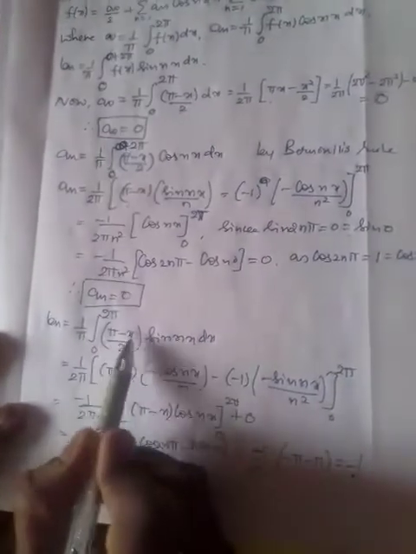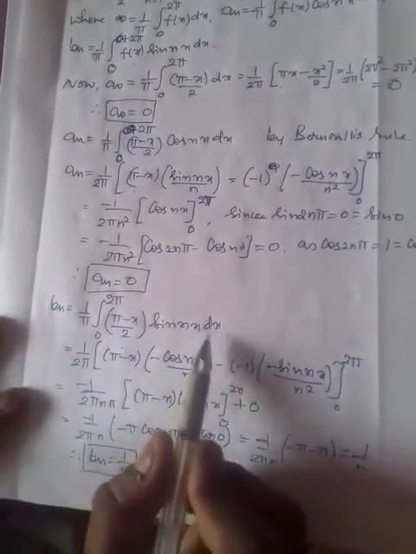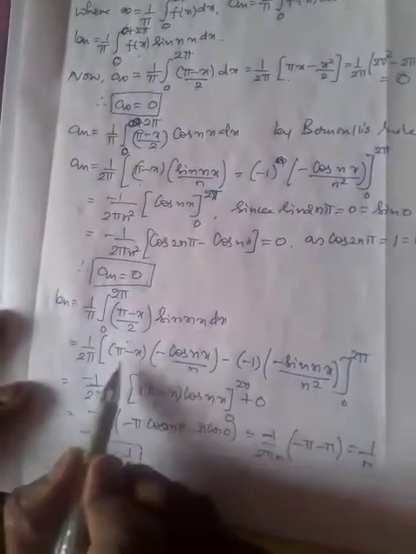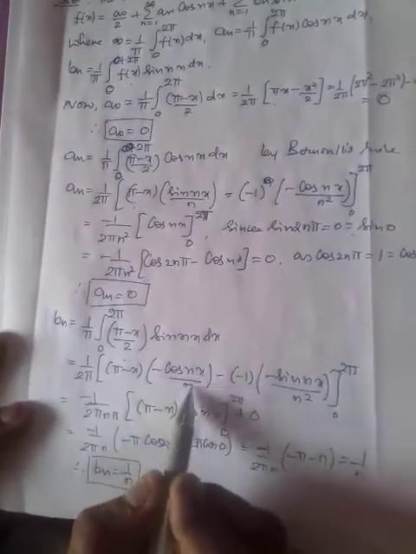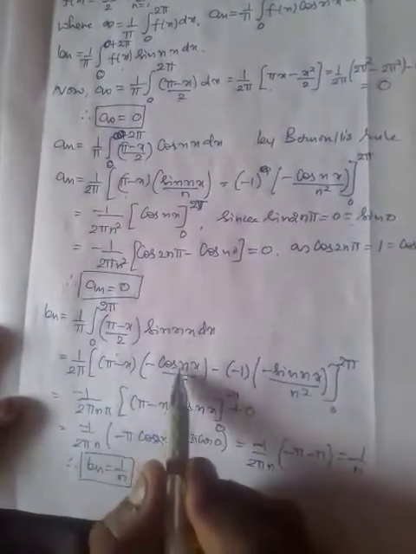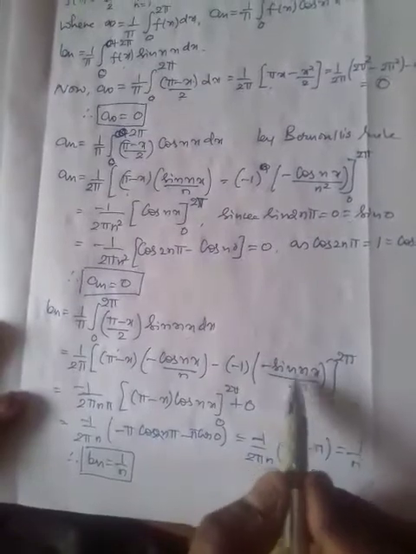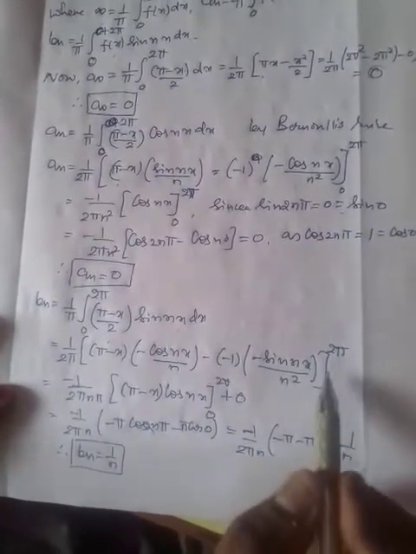Now come to bn. bn is equal to what? 1 upon 2 pi between 0 to 2 pi, pi minus x upon 2 sin nx dx. Again using the same Bernoulli's form of the integration, u into v1 minus u dash into v2. Here u is equal to pi minus x upon 2 and v is sin nx with respect to x. Therefore u is pi minus x, v1 is integration of sin nx, which is minus cos nx upon n, minus integration of pi minus x, it will be minus into integration of minus cos nx upon n, which becomes minus sin nx upon n square. The interval is between 0 to 2 pi.